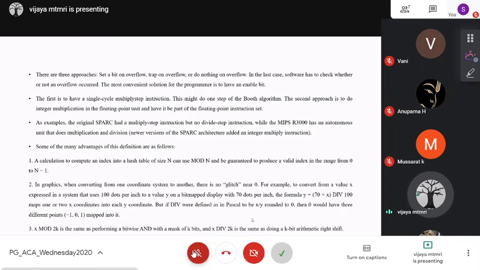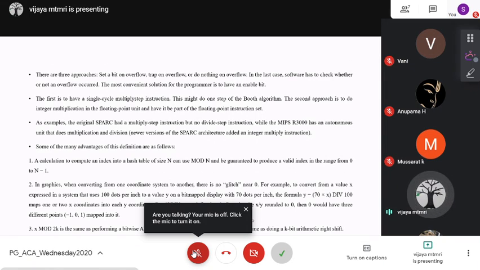single cycle multiple step instructions. This might do one step of the Booth algorithm. The second approach is to do integer multiplication in the floating point unit and have it be part of the floating point instruction set. As an example, the original SPARC has a multiple step instruction but no divide step instruction, while the MIPS R3000 has an autonomous unit that does multiplication and division.